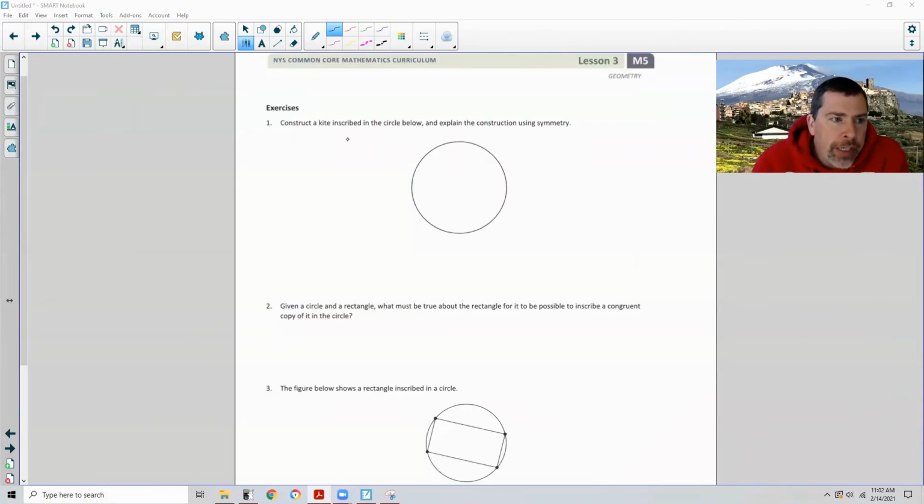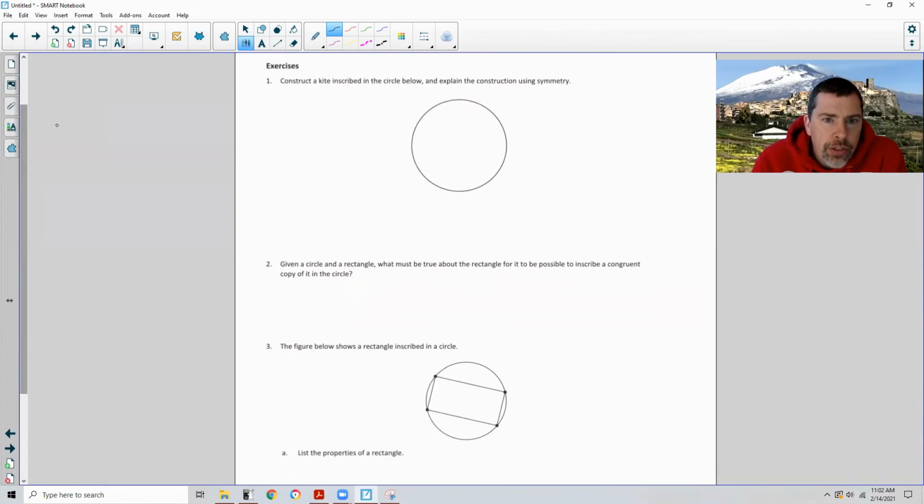Okay, page 2, exercise 1 says to construct a kite in the circle below and explain the construction using symmetry. Keep in mind that a kite is a quadrilateral where it has two congruent long legs and two congruent shorter legs. And so in other words, you got a short leg, long leg, long leg. This is congruent to this. This is congruent to this.